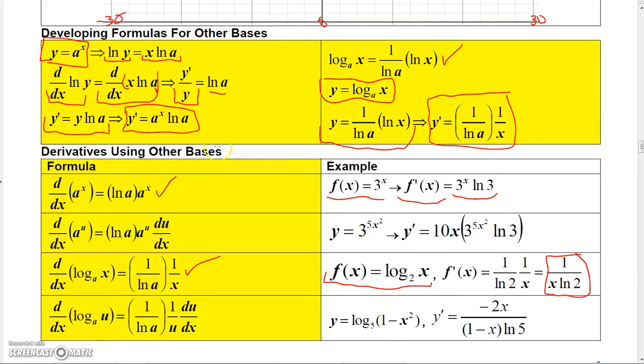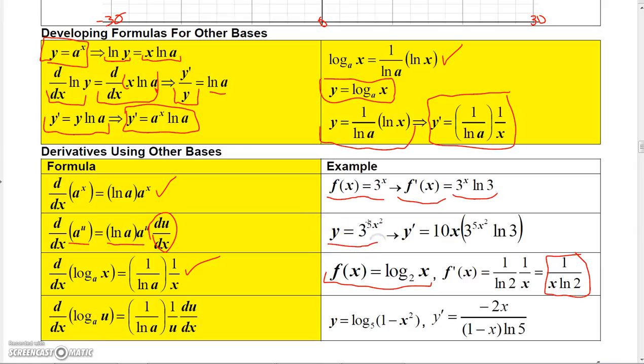Now, both of these can be extended using the chain rule to where instead of x, you have u. So if you want to take the derivative of a to the u, where u is a function of x, well, it works the same way. It'd be natural log of a times a to the u, but remember, you have to extend the chain rule, so you get times u prime. So how would that work in this case?